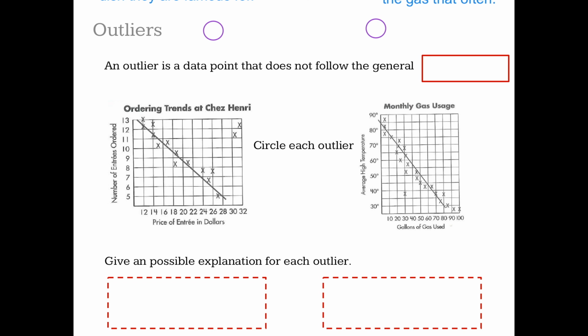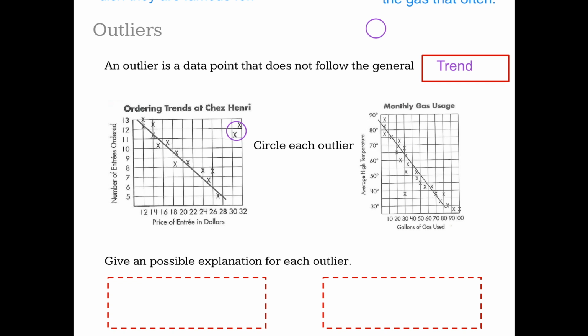An outlier is a data point that does not follow the general trend. So if you look at your graph, you see X's or points and they're nowhere near where you would think the line of best fit would be, and we call those outliers. Taking a look at our two graphs here, the first thing we're going to do is circle each outlier. Looking at Chez Henri, I see the line of best fit, and I see all of my points there. However, I've got 2 points over here that are sticking out, and they are my outliers.